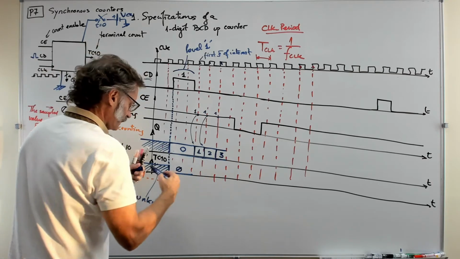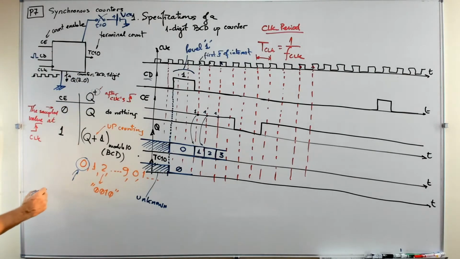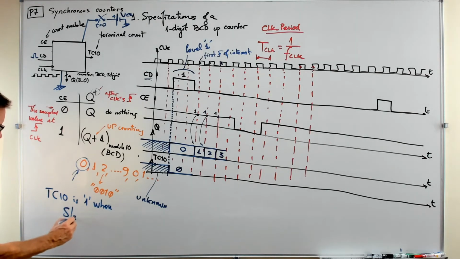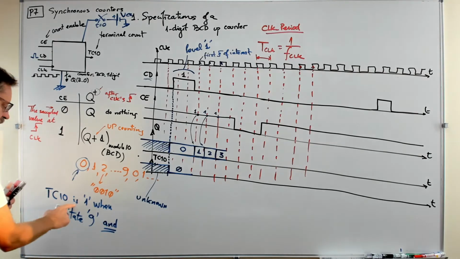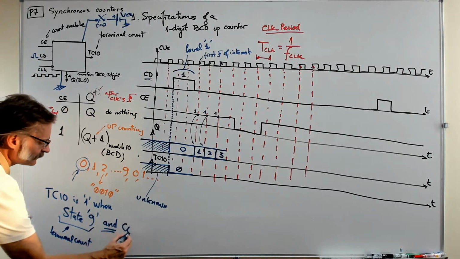Remember, okay, and because of TC10, I have not said so, but you know, now it's my time to explain that TC10 is 1 when state 9, and another condition, a logic AND. You see TC10 is high, is asserted when state is 9, not 8 or 5 or 2, but 9 is the last state. You see, this is the last state, the terminal state, the terminal count, or the last state, and you let the system go counting.